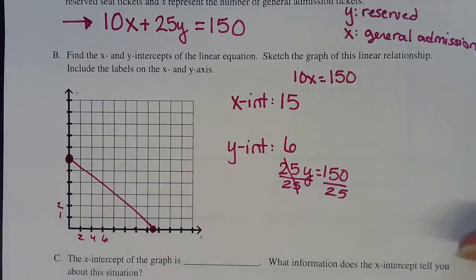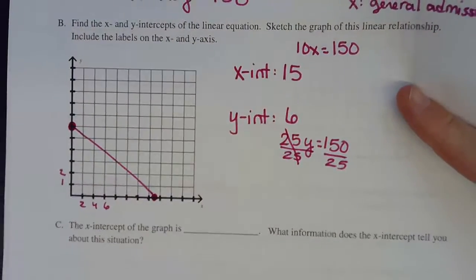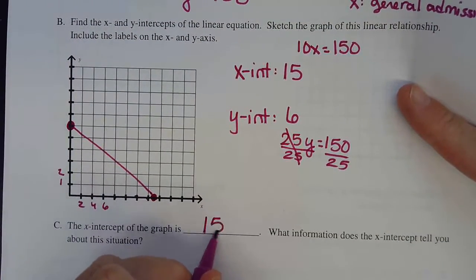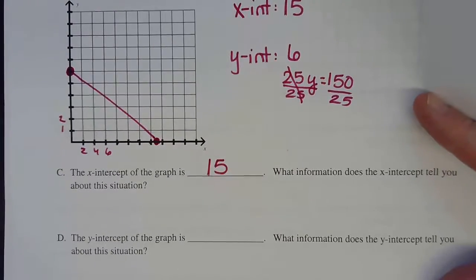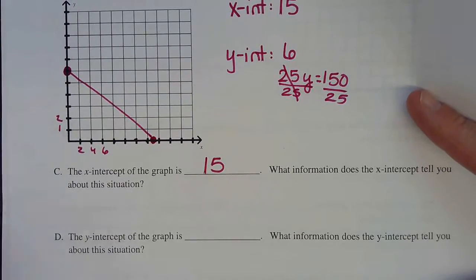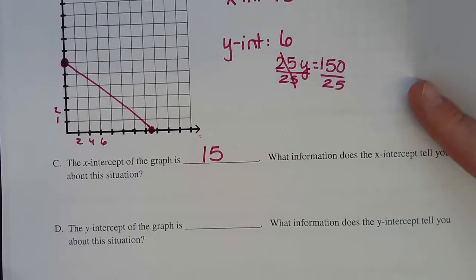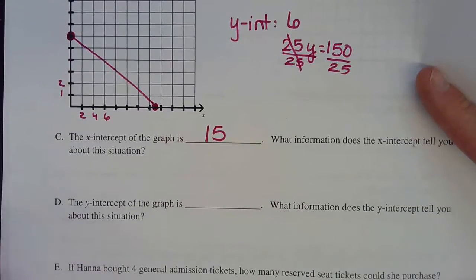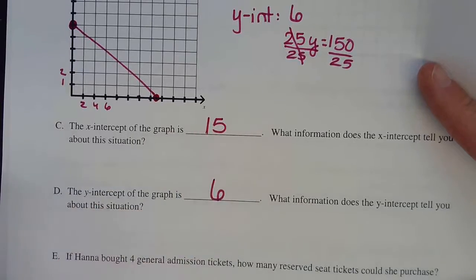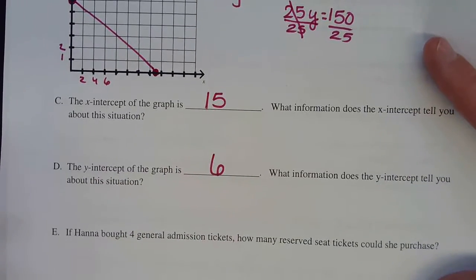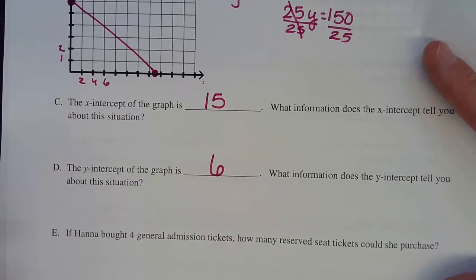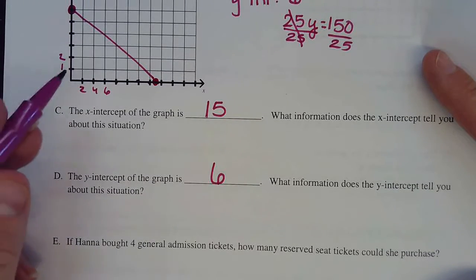So for C, it says the x-intercept of the graph is 15. That means you're going to buy 15 general admission tickets because 15 is for the x. The y-intercept is 6. So that means you can buy 6 reserved tickets. So basically we did C and D in part B, didn't we?